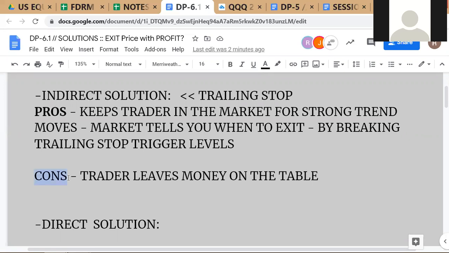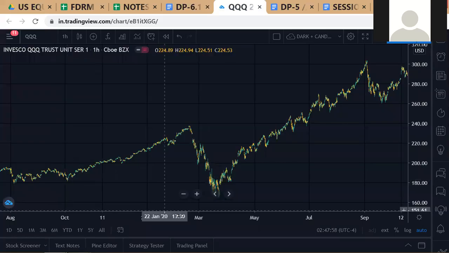Sir, can you tell what is this trader leaves money on the table? What is the meaning? Okay. Good. Very good. I'm glad that you're asking questions. Whenever you have any doubt about anything, you have to ask questions. Also, if you don't understand, you have to ask. So, trader leaving money on the table is just this.